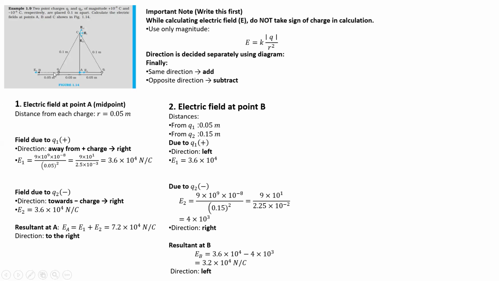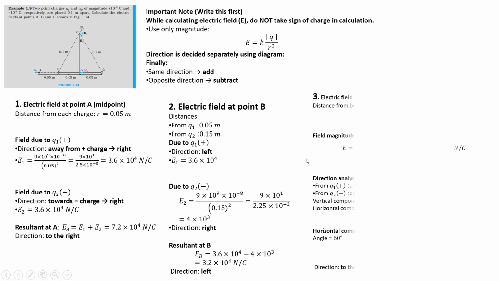So, one field is acting towards left, another field is acting towards right. Now, we'll compare which is more: 3.6 into 10 to the power 4 acting towards left, but 4 into 10 to the power 3 acting towards right. First we'll make the same power. 4 into 10 to the power 3, if you multiply by 10, becomes 36, so 36 is greater than 4. The resultant field is 3.6 into 10 to the power 4 minus 4 into 10 to the power 3, which becomes 3.2 into 10 to the power 4. As the field towards left is more, the net field is towards left.